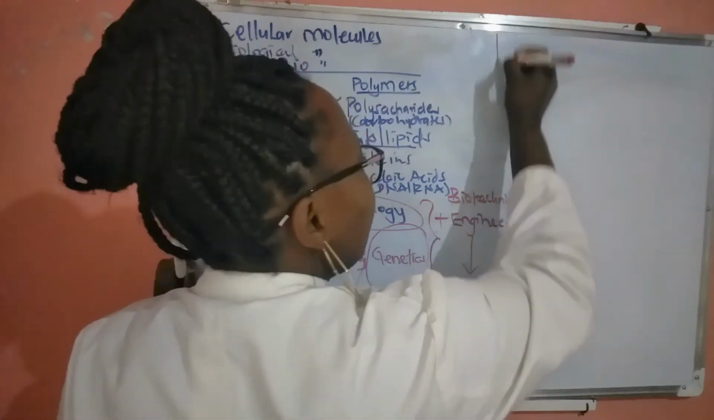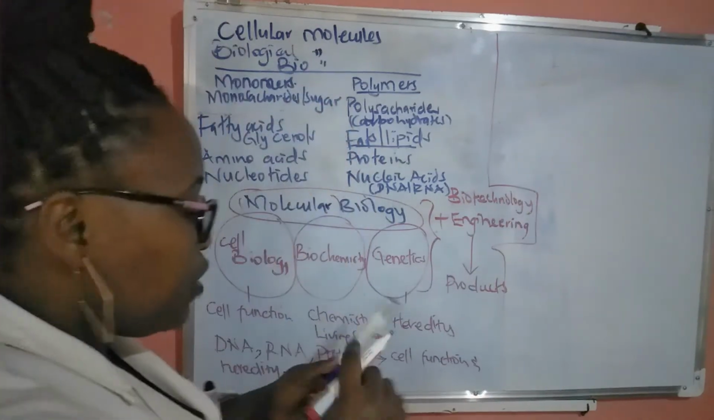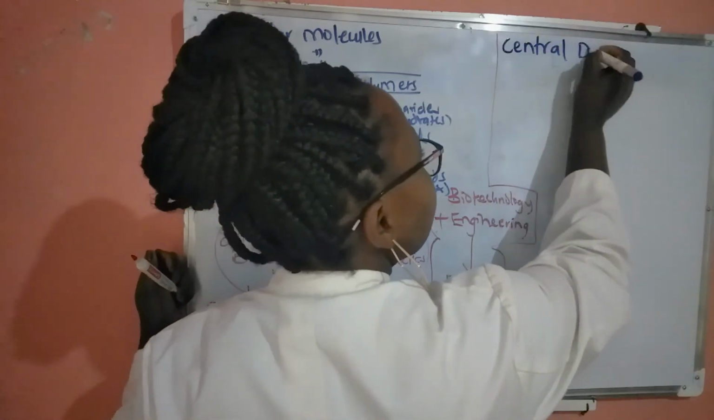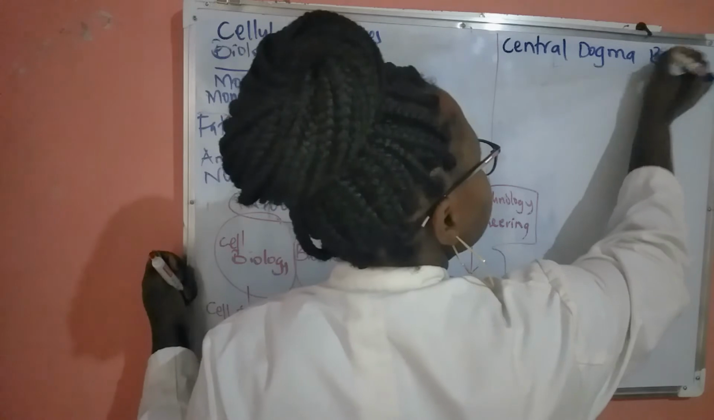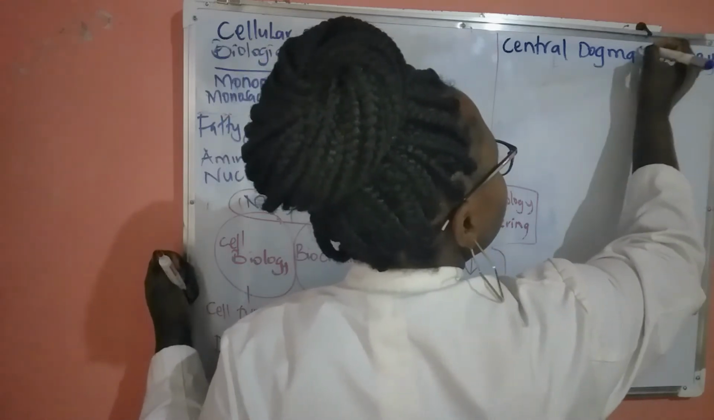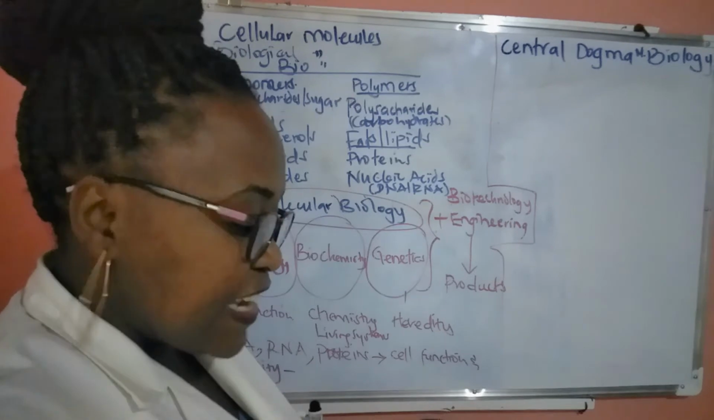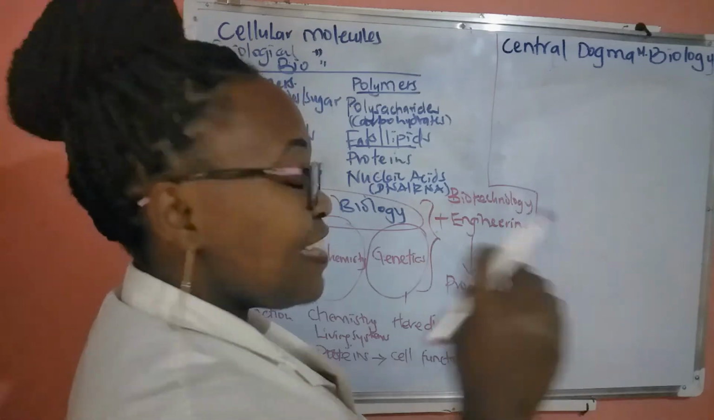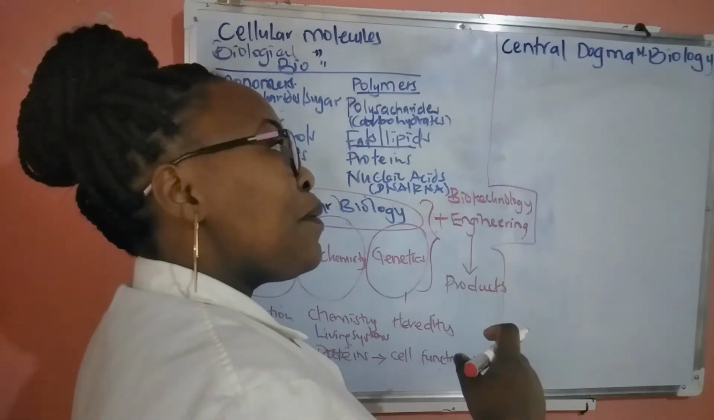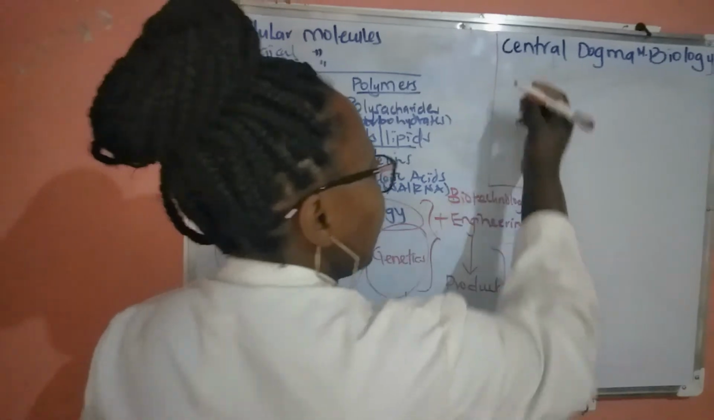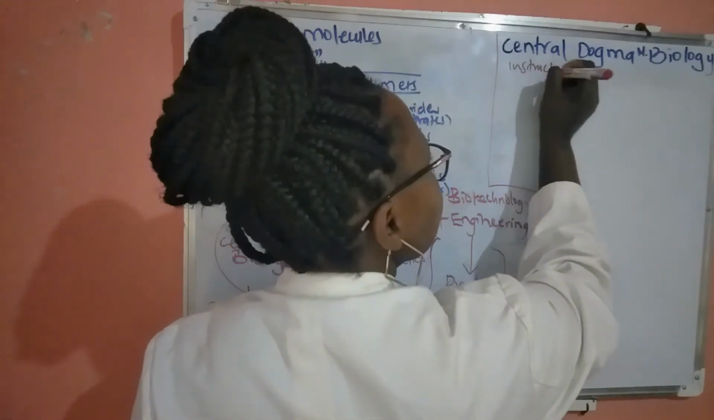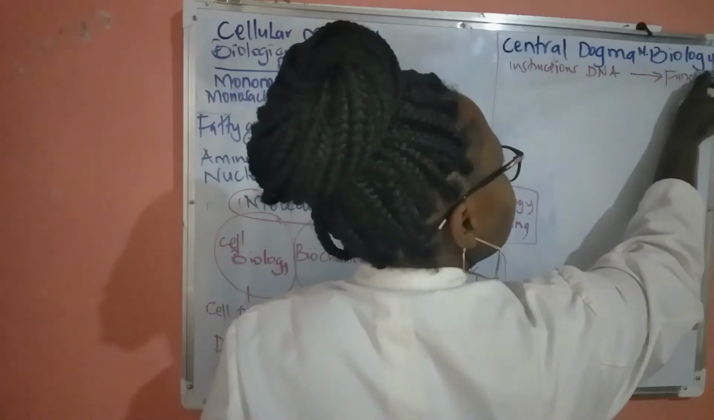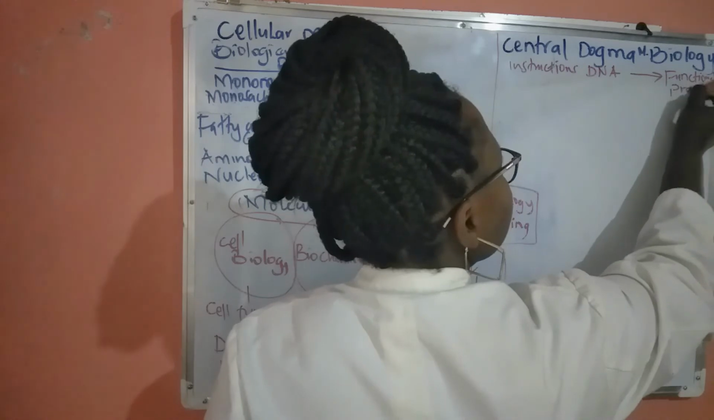Then now we go to something we call the central dogma of molecular biology. And this can be defined as a process where we have the instructions in DNA being converted into a functional product. So the instructions in DNA being converted into a functional product.